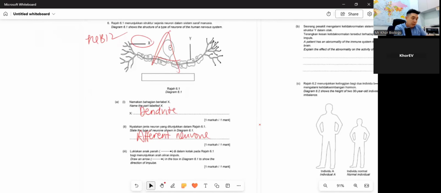Draw an arrow in the box. This is, I think, a very good question. You see, sometimes when you all study, you don't take note of the smaller details. This is what I call the smaller detail. So actually, it always moves from the dendrite to the synaptic knob, guys. So this is your answer.